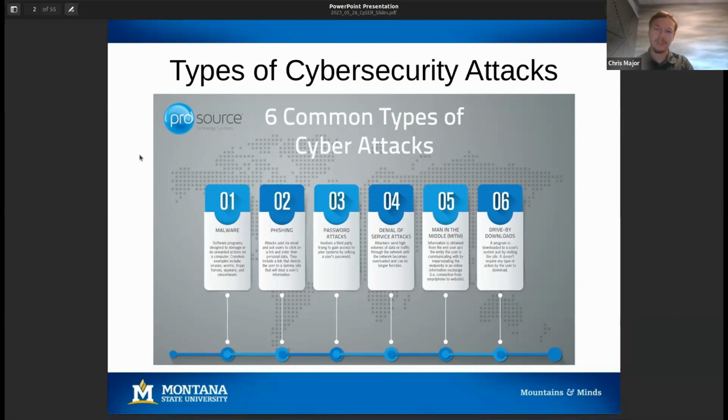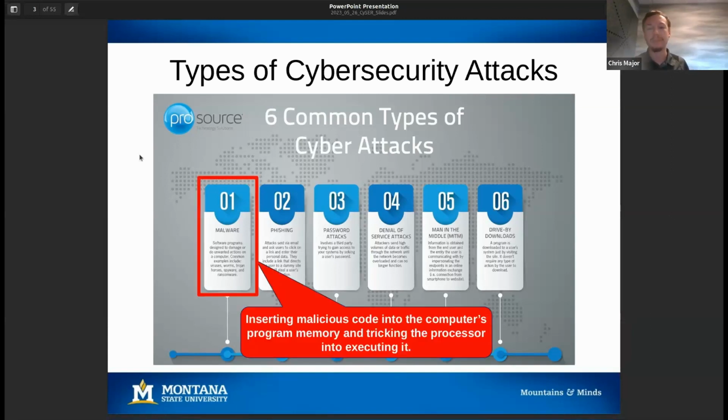But the one I want to focus on today is specifically malware, which we can define as inserting malicious code into a computer's program memory and then tricking the processor into running it. And one of the ways this is commonly done is by trying to take computer data or values in your data memory and trying to get them to look like values you'd see in your program memory. And so suddenly data turns into instructions, and now we have the system being compromised.